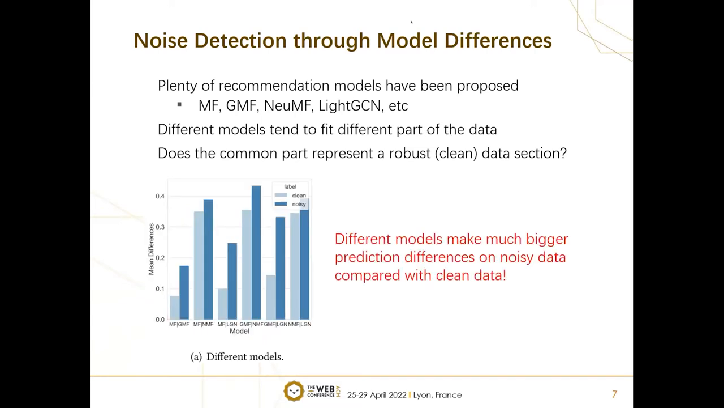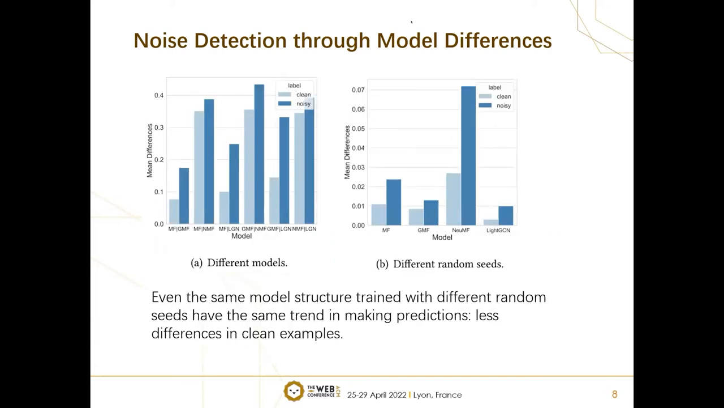Through empirical study, we found that different models indeed make much bigger prediction differences on noisy data compared with clean data. The bars in this picture show the mean differences between two models on clean examples and noisy examples, and the dataset we used here is MovieLens. We also found that even the same model structure trained with different random seeds shows the same trend in making predictions, with fewer differences on clean examples.